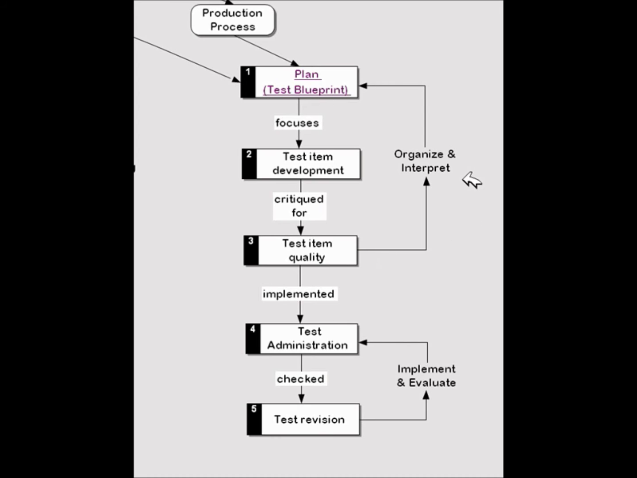Once you've done that, you've really organized your achievement targets and interpreted those achievement targets. And then you move on to the implementation and evaluation phase, where you administer the test and revise the test. Now, this test production process is an adaptation of many models, one of which I've just finished myself for this presentation. It begins with this step, the blueprint.